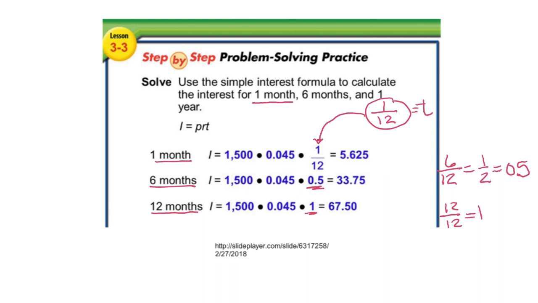So we have $1,500 for our principal. Our interest rate is 4.5%, written in decimal form as 45 thousandths. And then you need to make sure that if you receive time measured in months, take the months and divide it by 12 and place that as your time.